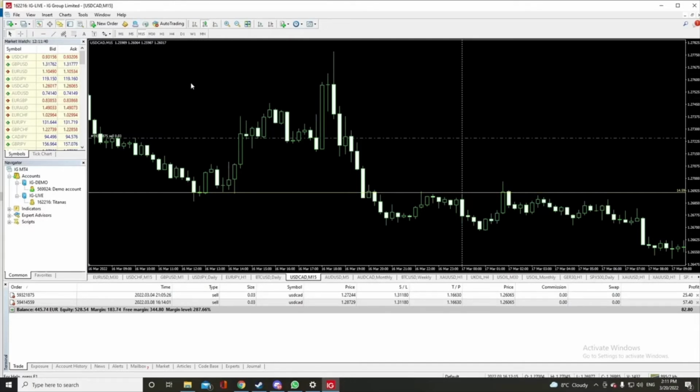The more exotic a pair is... I'm using the USD CAD here, which is not so much of an exotic pair. However, I will just give an example. I could use the Australian, I think the Aussie would be more appropriate, let's say. However, there are still many exotic pairs that I do not recommend trading.